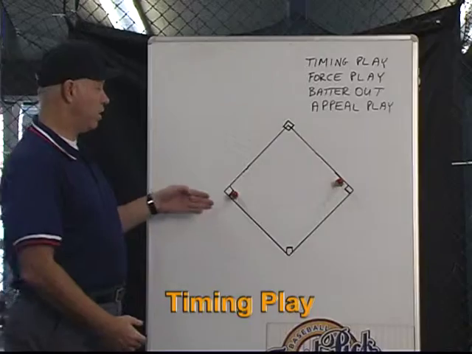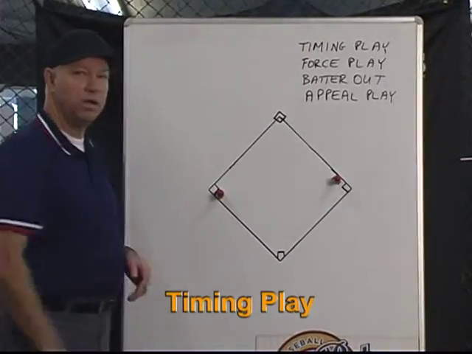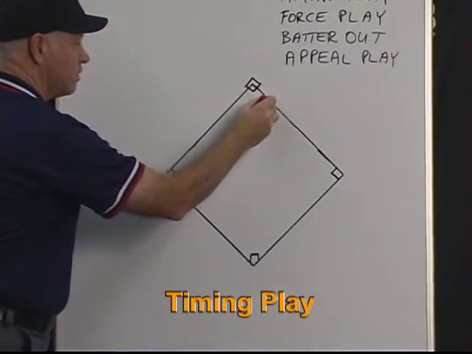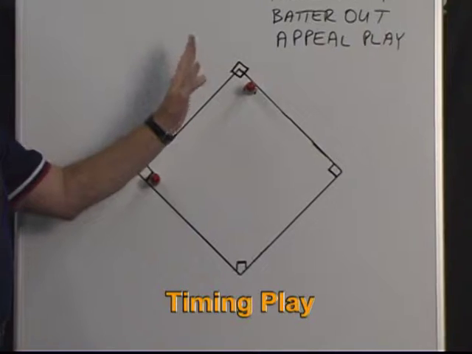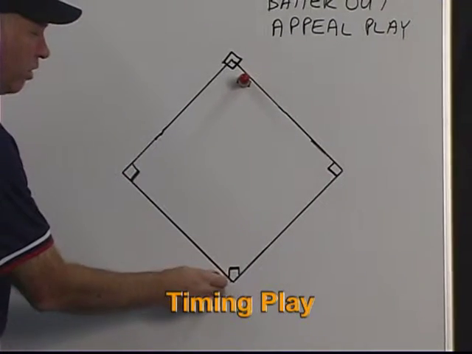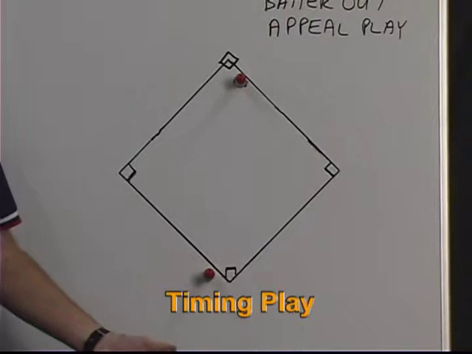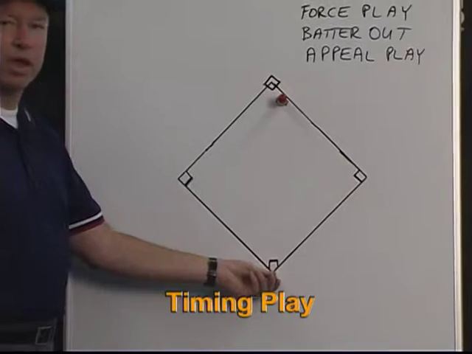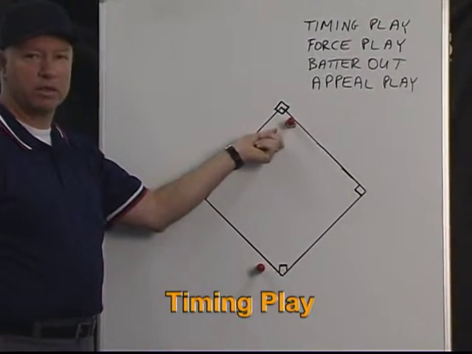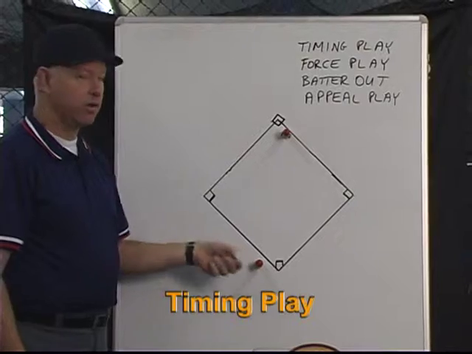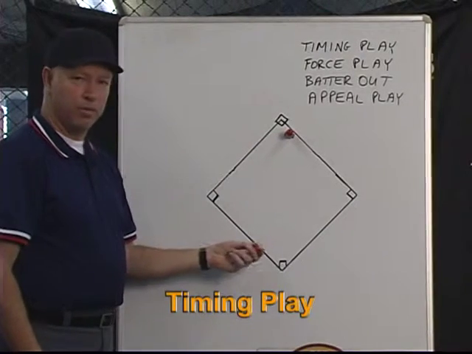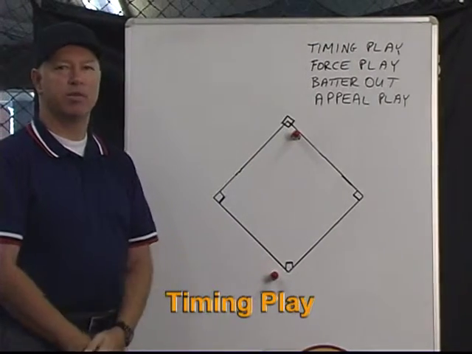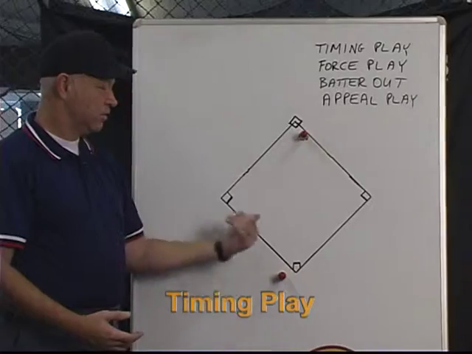So if we look at the board here, we have runners on first and third, and we have two outs. And this runner is attempting to steal second base. The catcher throws down, and as he throws down, this guy tries to score. Now, this is a timing play because there's no force out involved. So it's simply a case of if this runner touches home plate before this runner is tagged out, then the run would count. If the runner is tagged out before this runner touches the plate, then his run doesn't count. Very simple example of a timing play. Which happened first, the out or the score?